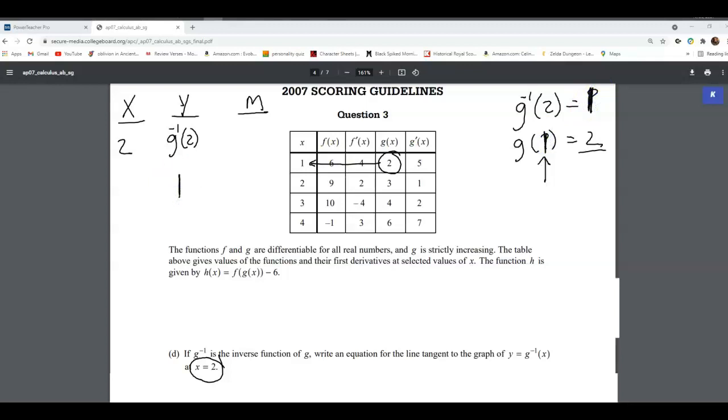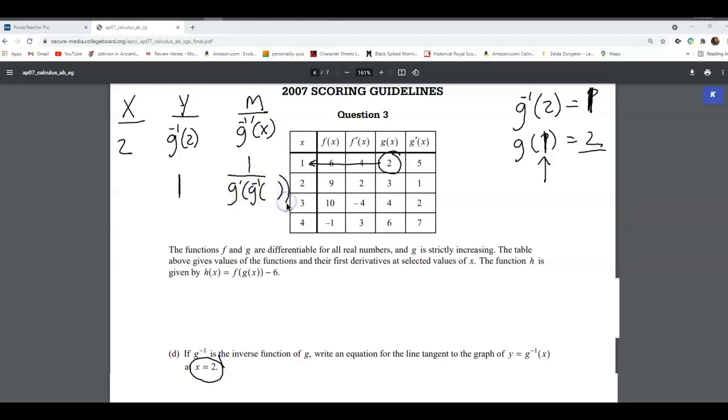Now I'm ready for my m. To find your m, you need to find the derivative of g inverse of x. Well, if you've already done the College Board review, this might be a little fresher in your mind because there's quite a few questions like this on the College Board review. But there's a formula for this, and that's 1 over g prime of g inverse.